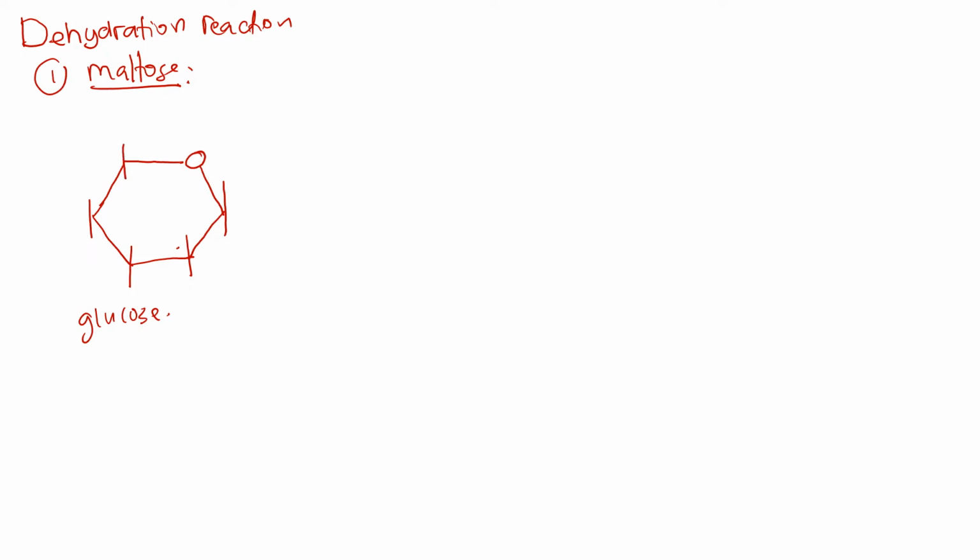Okay, and then you label the carbon atoms number 1, 2, 3, 4, 5, 6, and then the atoms that attach to each of the carbons. Hydrogen, hydroxyl, hydroxyl, hydroxyl, hydroxyl, and carbon number 6 is CH2OH, and then the rest you add hydrogen atoms.